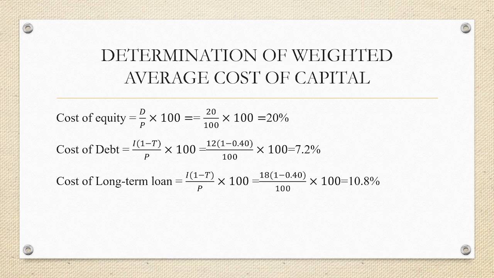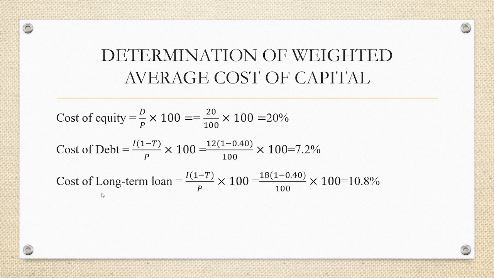The cost of debt, we have information that it is 12% debentures. So we take the value as 100, the price as 100. So 12% into 100, that is 12 rupees, into 1 minus tax rate T, that is 0.40 divided by 100 into 100. Otherwise, we can directly do it as 12% into 1 minus 0.40. The cost of debt is equal to 7.2%.